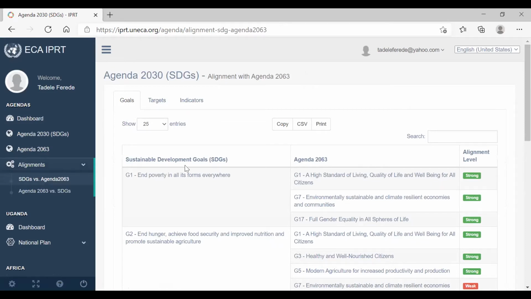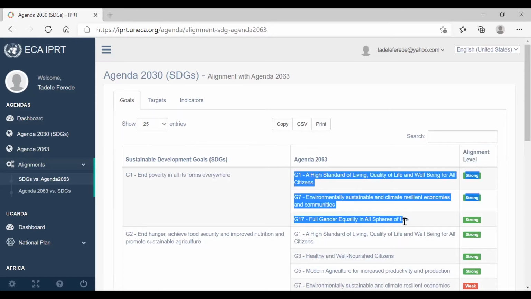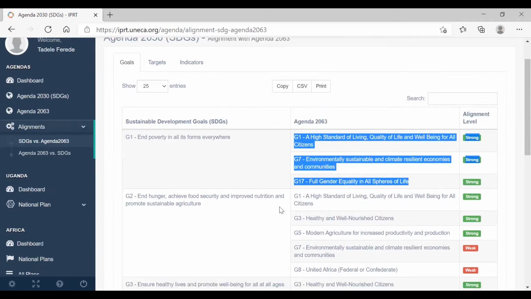Now we have sustainable development goals in the first column, and we have Agenda 2063 in the second column, and you have the third column, the alignment level. For example, ending poverty in all its forms everywhere is goal number 1 of SDGs. This SDG goal is aligned with goal number 1 of Agenda 2063 and also goal number 7 and 17 of the same agenda. The alignment level is very, very strong.